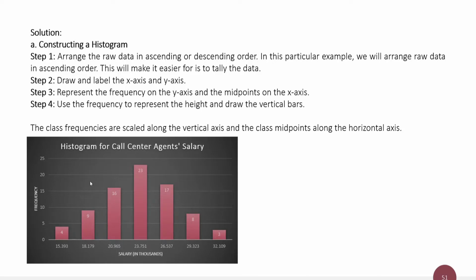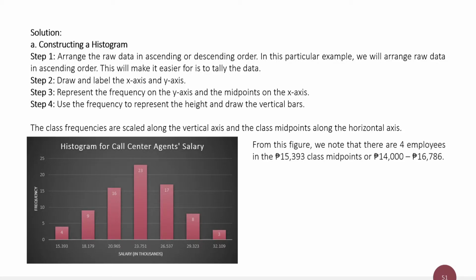So dito, nakabase to doon sa ating mga raw data. Okay? So therefore, from this figure, we note that there are 4 employees in the 15,393 pesos. So, makikita natin siya sa part na to. Okay? So, sa part ng 15,393, so may 4 na employees. So, take note, naka in thousands yung ating graph. Kaya naman, yung value dito is naka 15.393. Okay? So, same lang naman yan ng 15,393.